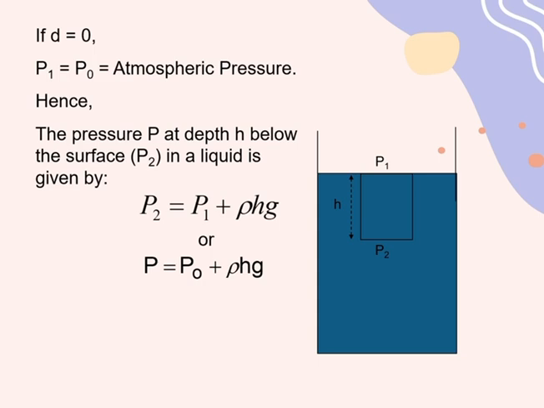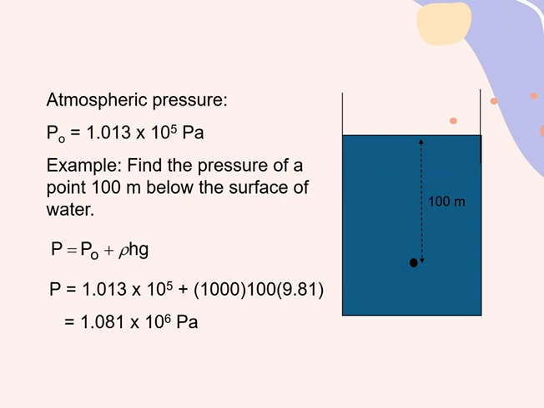Hence, the pressure P at depth h below the surface, P2, in a liquid is given by P2 equal to P1 plus rho hg, or P equal to P0 plus rho hg, where P0 is the atmospheric pressure, rho is the fluid density, g is the acceleration due to gravity, and h is the depth. Let's consider an example.